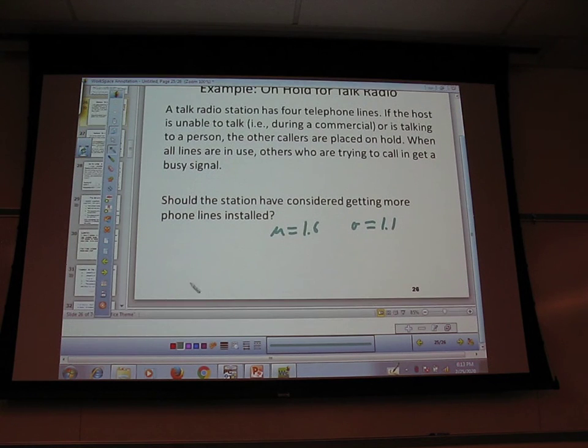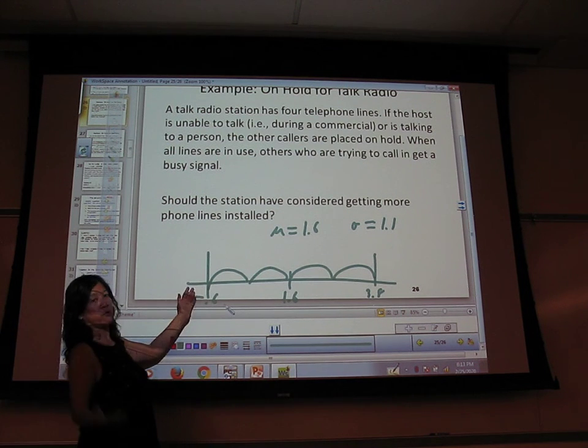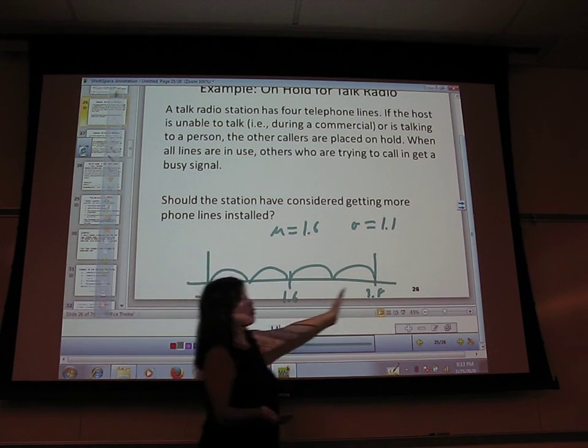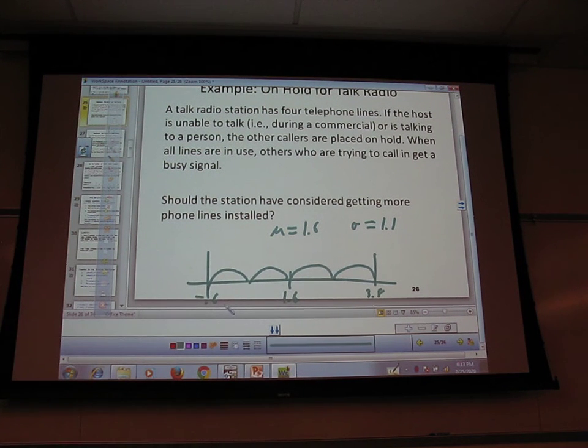So here's our 1.6, we're going to go 2 standard deviations that way and 2 that way. This we end up with a negative number, and over here we get 3.8. These are our usual values. So that means that most of the time we're going to get between basically 0 calls and 3.8 calls. Does that sort of make sense? Let me try this again.